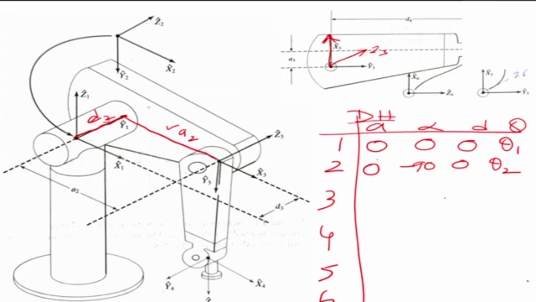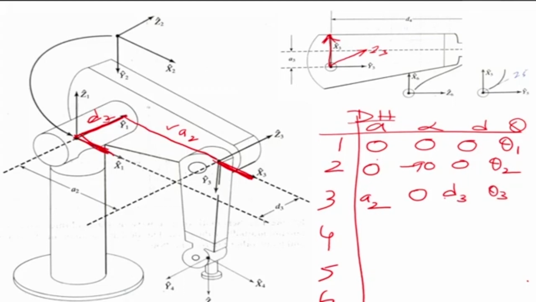Now what is the distance between the z-axis? The distance between the z-axis is A2. What is the angle between the z's? There is no angle because they are parallel. What is the distance between the x-axis? Now there is a distance between the x-axis because one x-axis is this side, the other x-axis is this side. So there is a distance there, and this one is my D3. Okay, this is my D3 and the variable is theta 3.